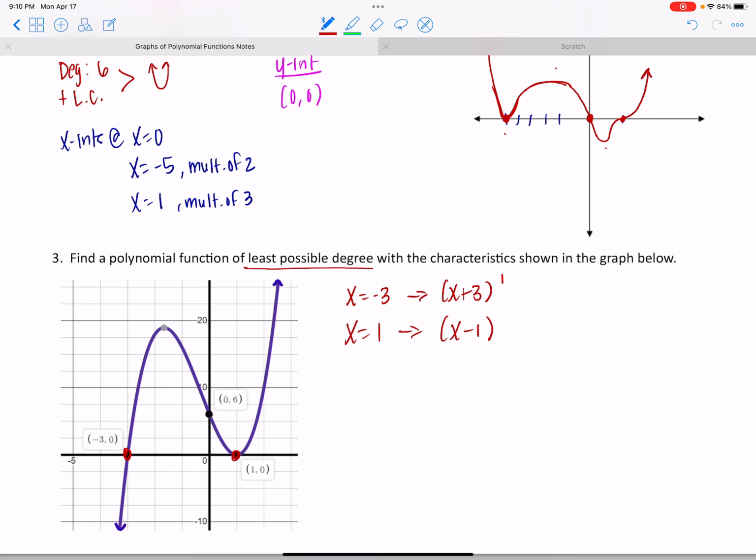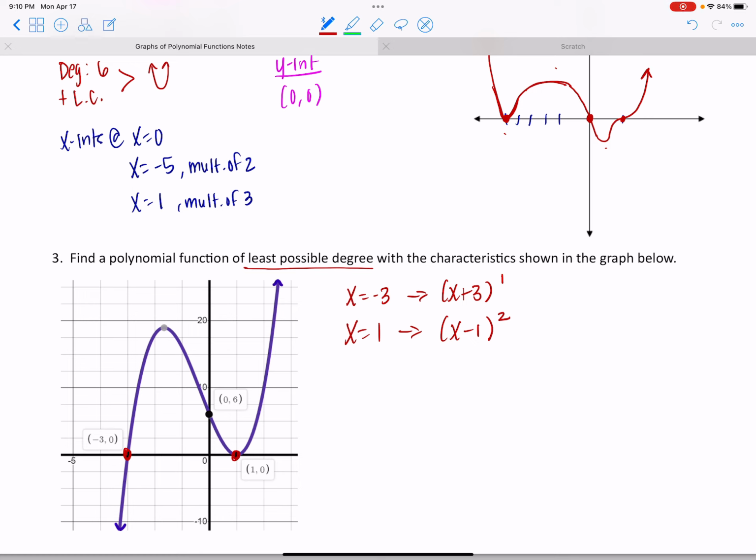Now, all we're really guaranteed is that it's even. It's probably quadratic, but the only guarantee is it's even. Now, because this says least possible degree, we're going to stick with the least possible even, which would be 2. So those are all the roots that I can see. Those are the only factors that I can actually write for my function.